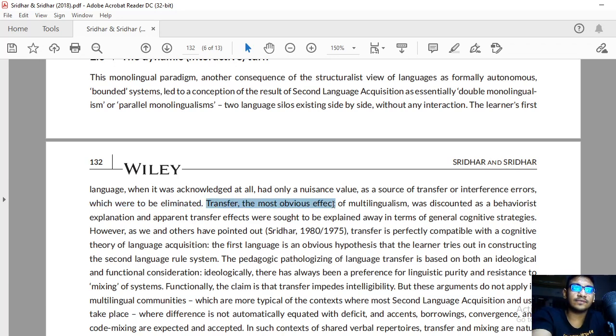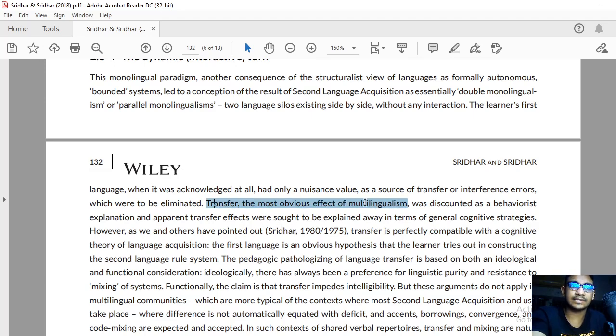Transfer, the most obvious effect of multilingualism, means that when we're trying to speak in one language, elements of the first language come in. For example, I sometimes mistakenly say "mane" instead of what I wanted to say, "that means that." This is an example of transfer, and it can be even more than just one word, but it happens. It's a natural occurrence for people who are learning a second language.